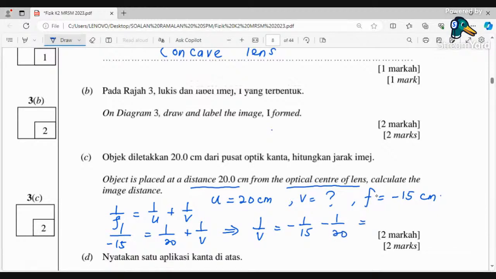Okay. You just solve this one. You will get V equals to negative 8.571 centimeter. Okay. So answer negative means the image formed is virtual. Okay. Virtual image has negative sign of V. V dia negatif untuk virtual image.